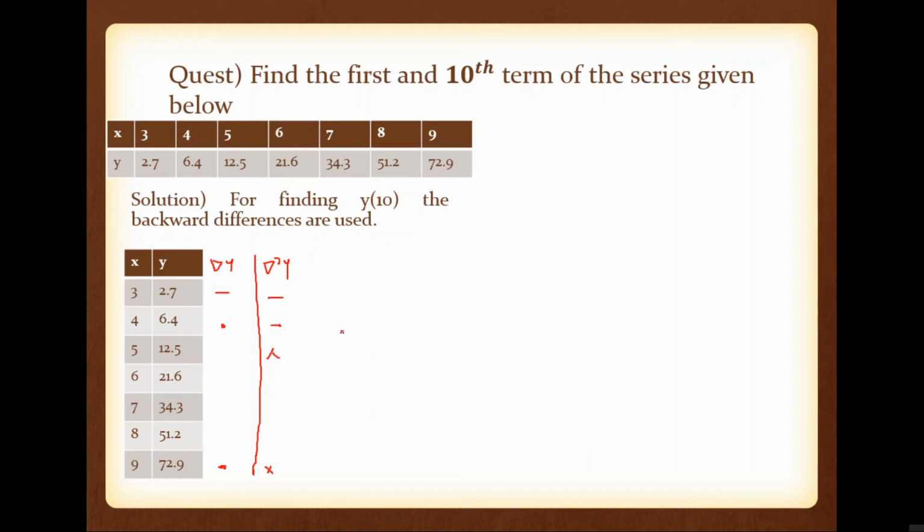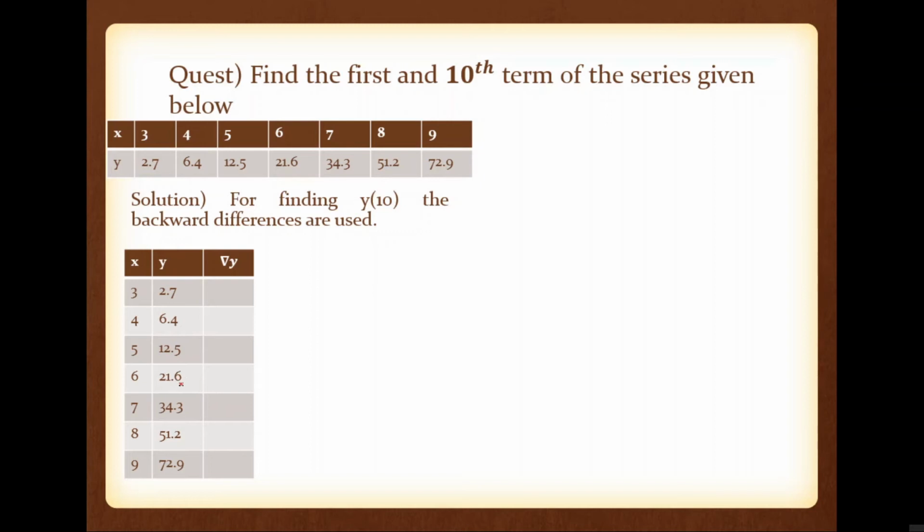So find it. First one, del y. I told you first you have to start from this point. So 72.9 minus 51.2. So I think it is 21.7. Right. Then 51.2 minus 34.3, that is 16.9. Then 34.3 minus 21.6, that is 12.7.